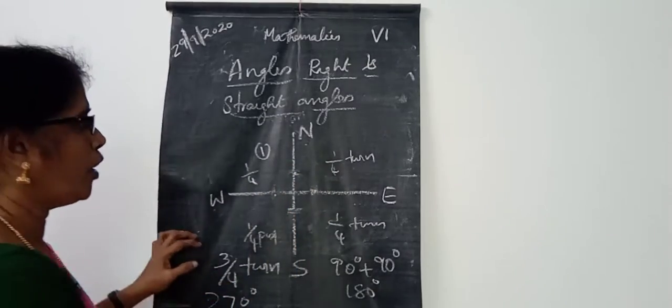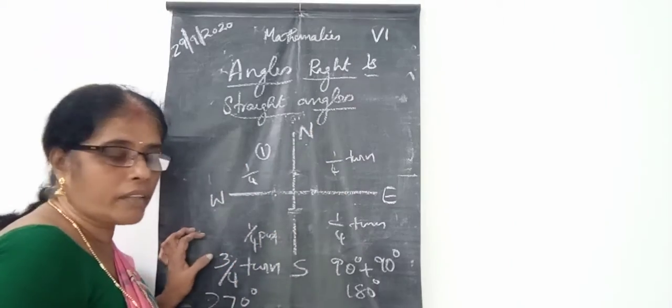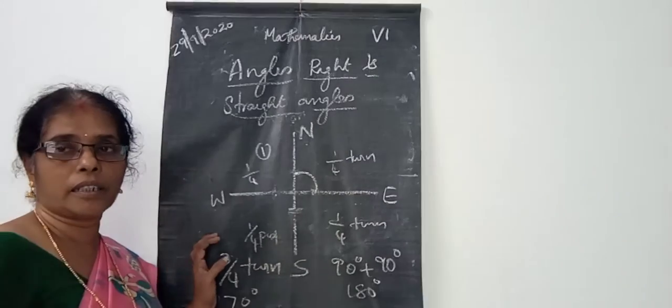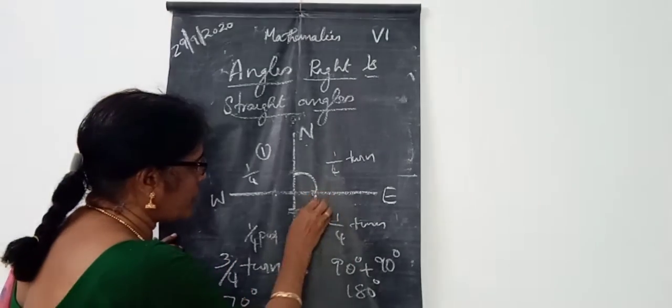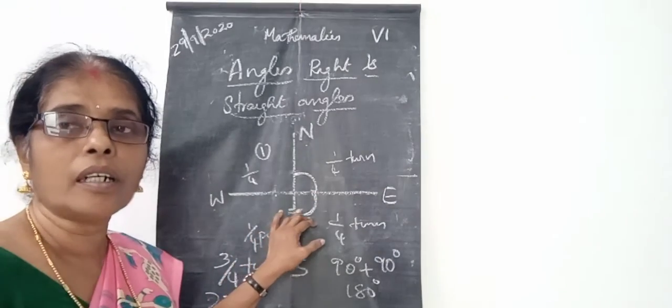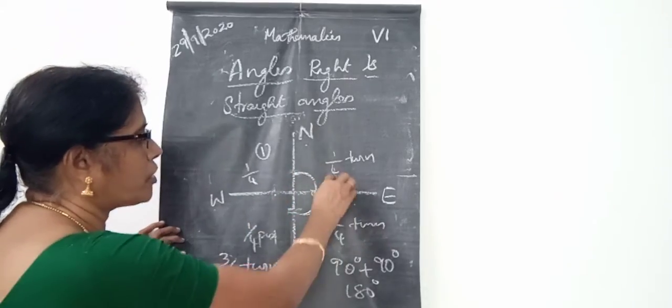Starting from north, that is a clockwise turn. Clockwise turn from north to east is a 1/4 turn. That is a 90 degree angle. And again east to south is another right angle and another 1/4 turn. So 2/4 turn.